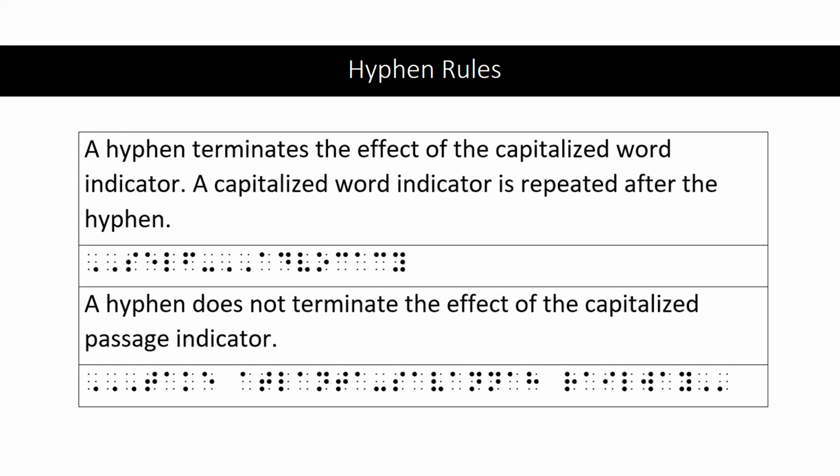So self-advocacy, which is all capped, there's a hyphen in between it. And so we've got to repeat the capital indicator for advocacy. So hyphens, they terminate the effect of the capital word indicator. They do not terminate the effect of the capital passage indicator, which you see in the bottom one. So think of the capital passage indicator as a strong indicator, or however, you know, whatever kind of rules you can, or whatever kind of ideas you can think of to make that memorable.